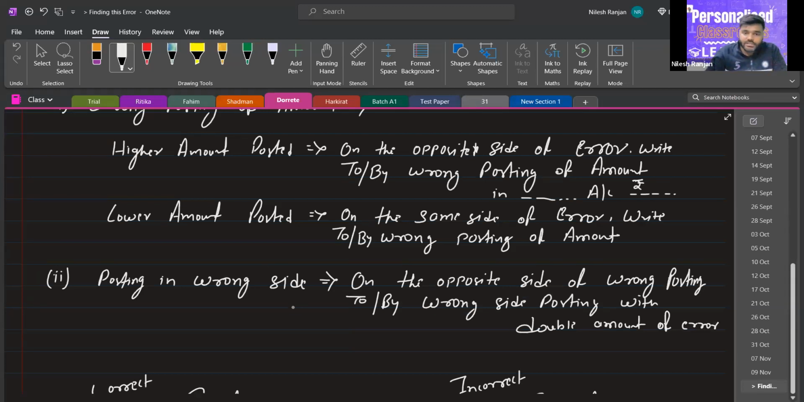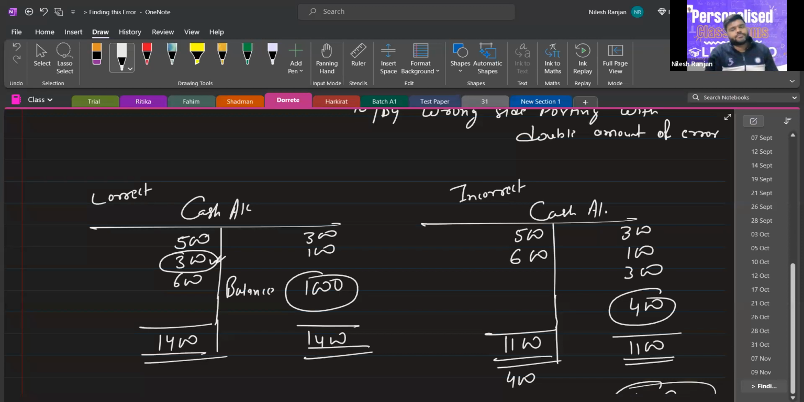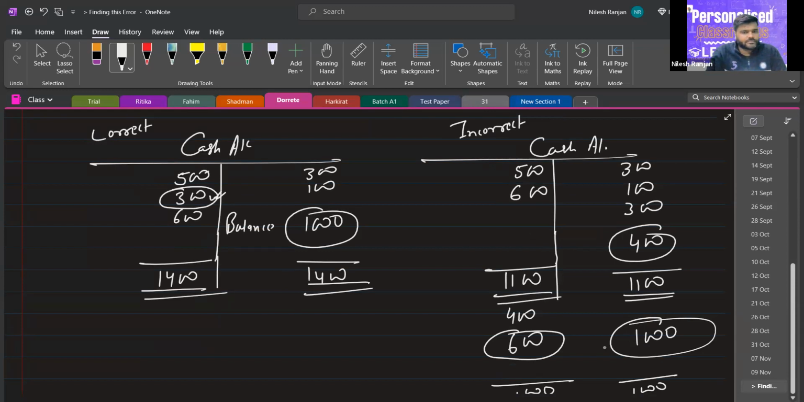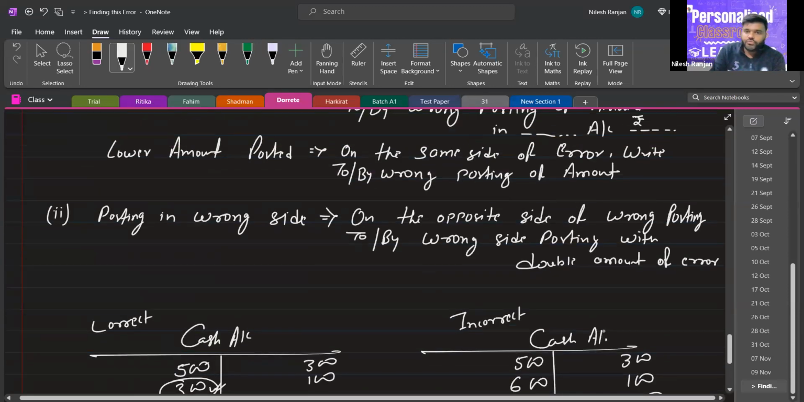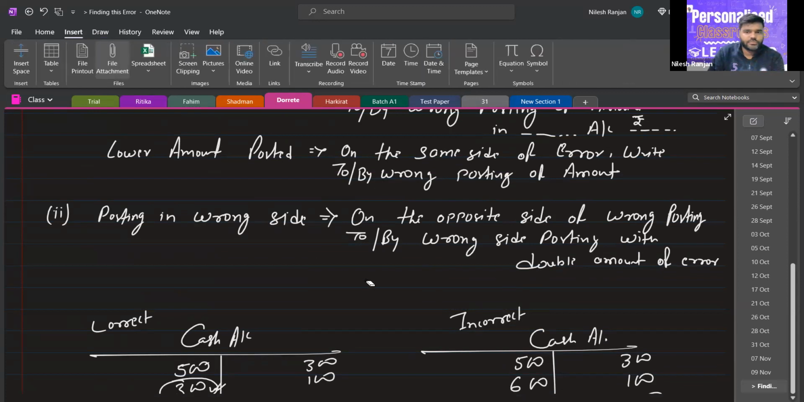Means in this situation you can see we have made a mistake of 300. But after writing 600, we are getting the correct balance. Yes or no? Yes. So this is our solution here, because we have made a mistake of 300 but we are writing 600 in the solution. So that's why you have to write "to" or "by" wrong side posting with double amount. Is this clear? Yes. So now please write this.